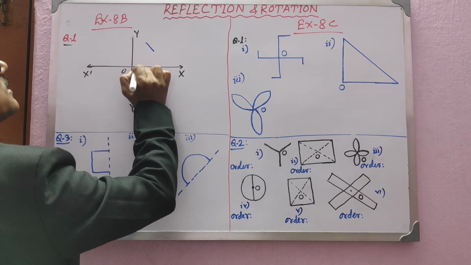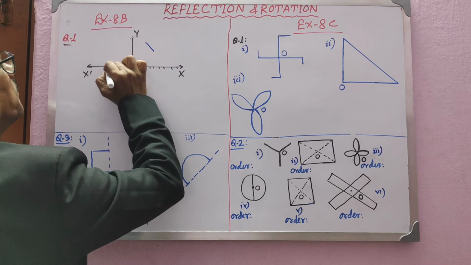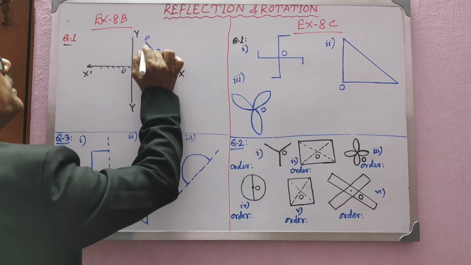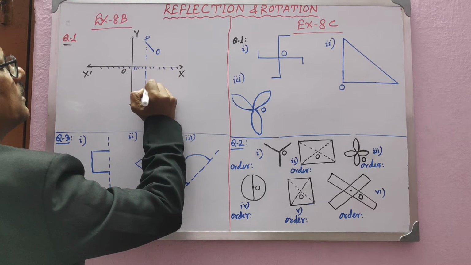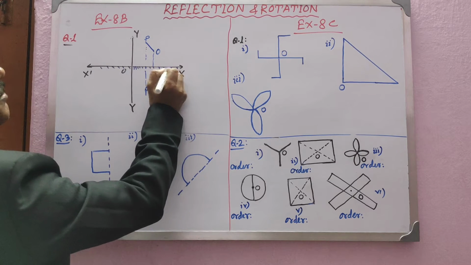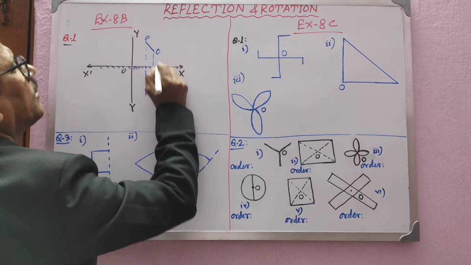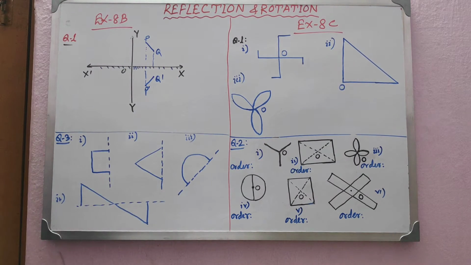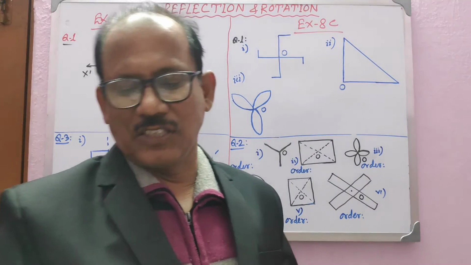Think of the x-axis as a mirror. Then this will have two points, suppose P and Q. P dash will be exactly as far from the line of reflection as P is, and Q dash also will be as far from the line of reflection. So Q dash will be here, and PQ becomes P dash Q dash. Could you understand? So a line segment will have a line segment of the same length as its reflection.